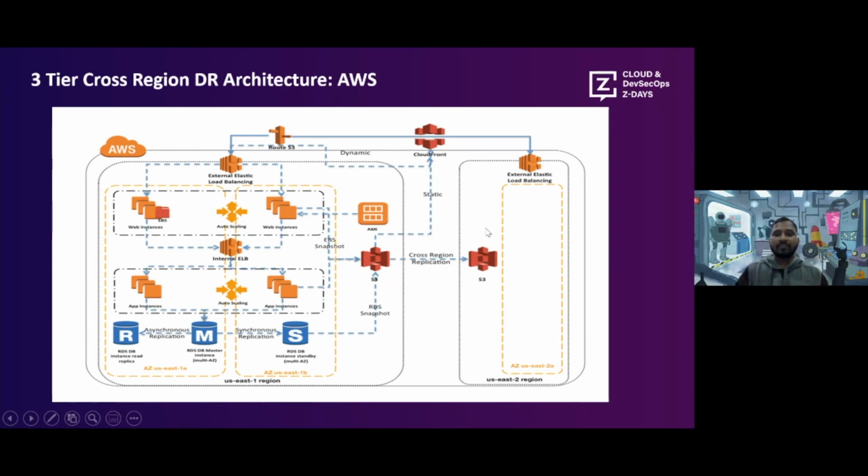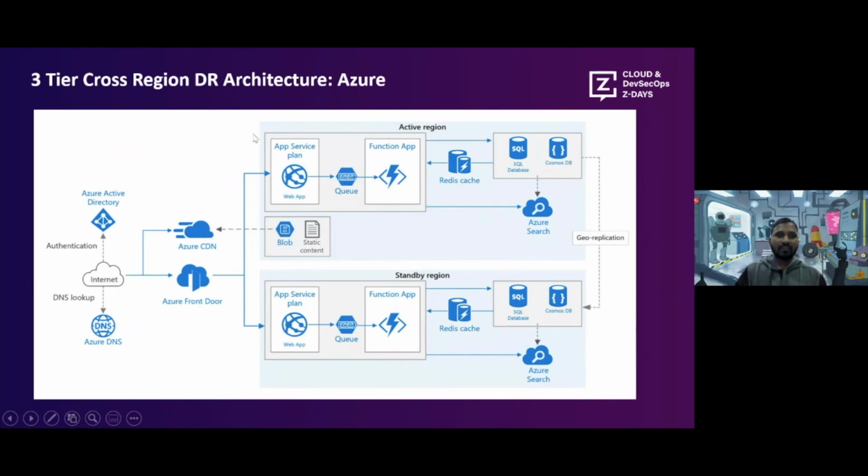So we have created a similar architecture in Azure, which makes use of Azure Front Door, the application service plan and function app, and a SQL database in the backend, with geo-replication across the region to maintain synchronous replication of the data across the region.